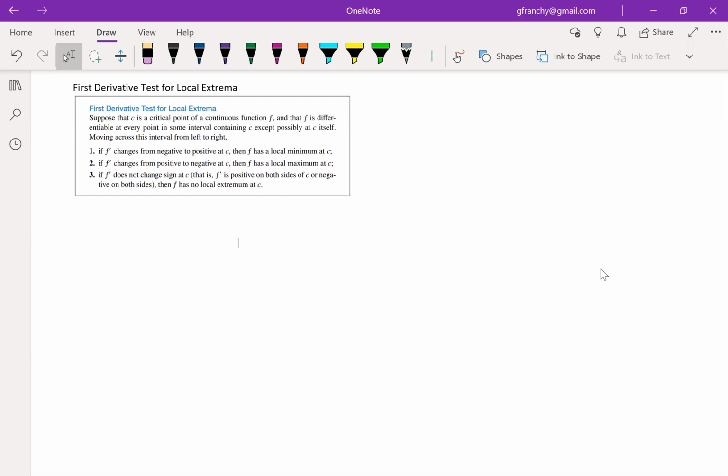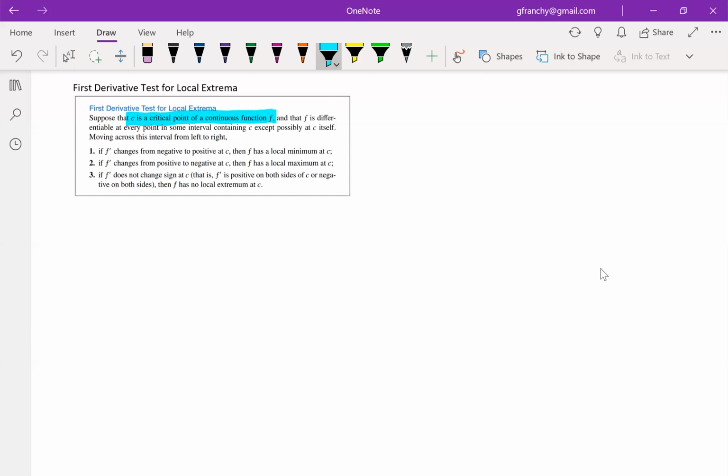Moving across this interval from left to right, we have one of three cases here. If the derivative goes from negative to positive at C, then C is a local minimum. If the derivative goes from positive to negative at C, then there's a local maximum at C. And if the first derivative doesn't change sign, so it's either positive on both sides of C or negative on both sides of C, then there's no local extremum.